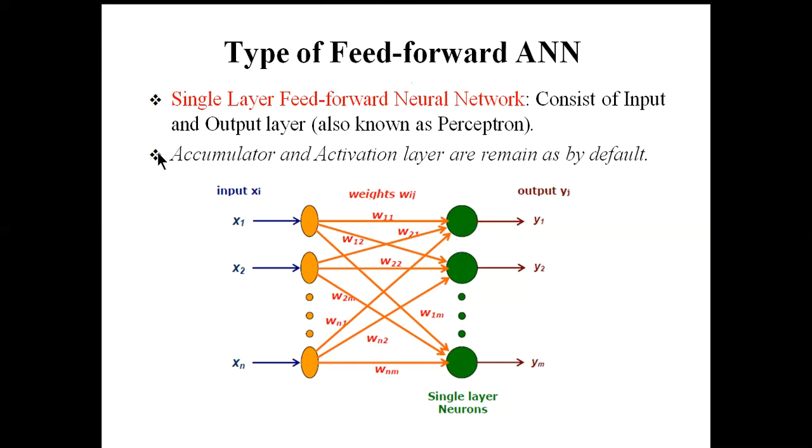Okay, so the question arises, sir, where is the processing unit section? That means the accumulator and the threshold activation function. So obviously by default there is an accumulator and threshold activation function inside it. To represent it in a simple way, we just omit them, but by default they exist.